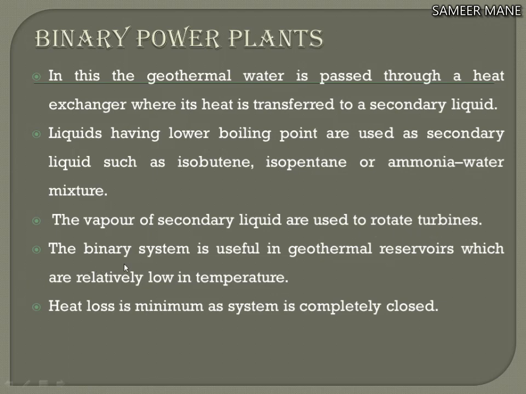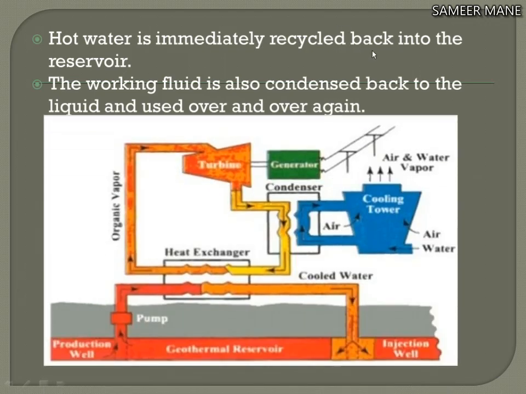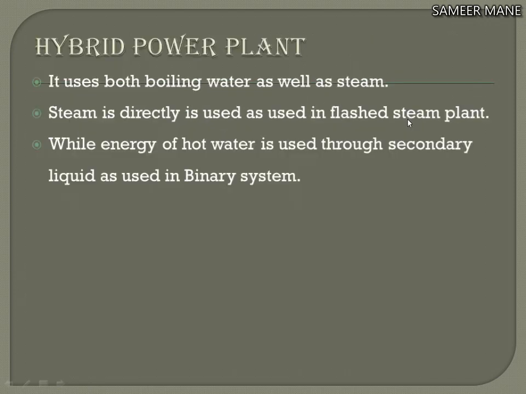The binary system is useful in geothermal reservoirs which are relatively low in temperature. Heat loss is minimum as the system is completely closed. Hot water is immediately recycled back into the reservoir. The working fluid is also condensed back to liquid and used over and over again.